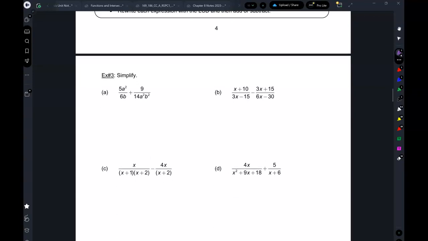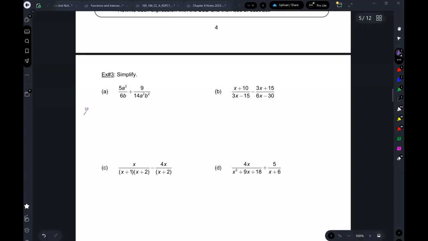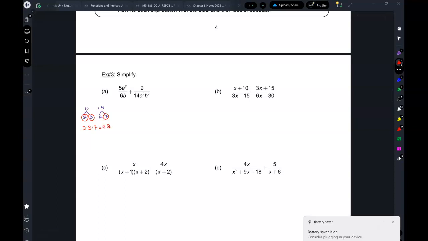So between the 6 and the 14, if you're having trouble coming up with a common denominator, what you can do is the 6 is actually 2 and 3. The 14 is a 2 and a 7. So again, we take one of each. I have a 2, I have a 3, I have a 7. And if I multiply all of those, that gives me a 42. So here, the common denominator between the 6 and the 14 is a 42.